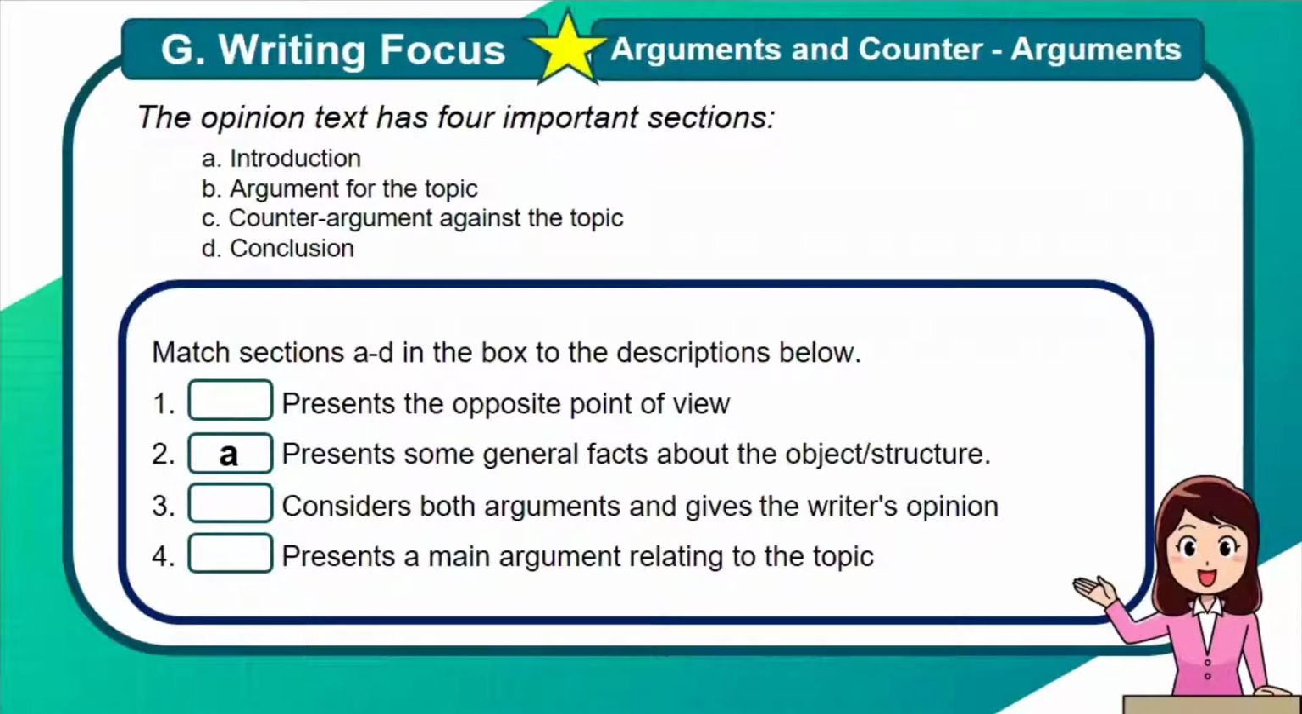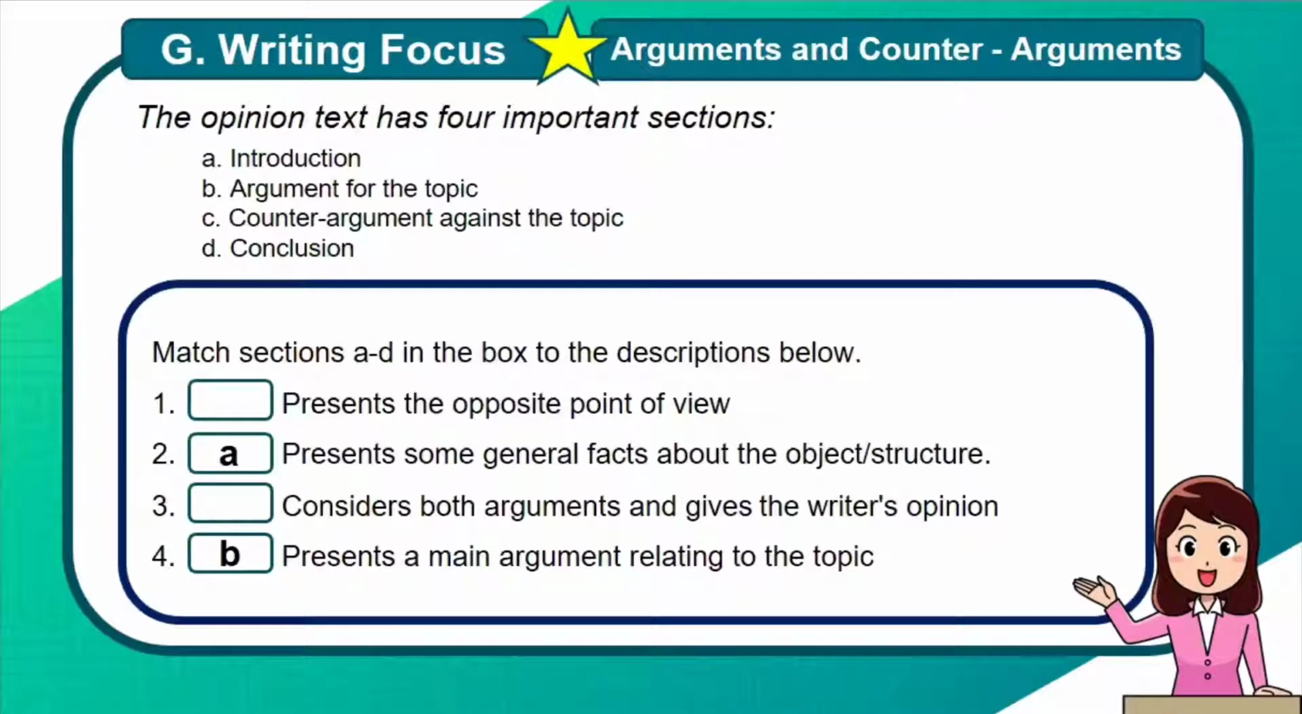Letter B, the argument for the topic. That is your second paragraph. Which one should it be? Is it 1, 3, or 4? Great job. So that is number 4. So B, the second paragraph, presents a main argument relating to the topic. So that's the first, for example, the positive sides about the topic. That is the main argument. You're talking about the positive sides first.